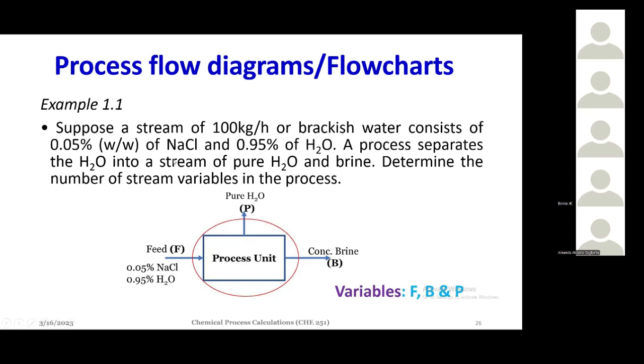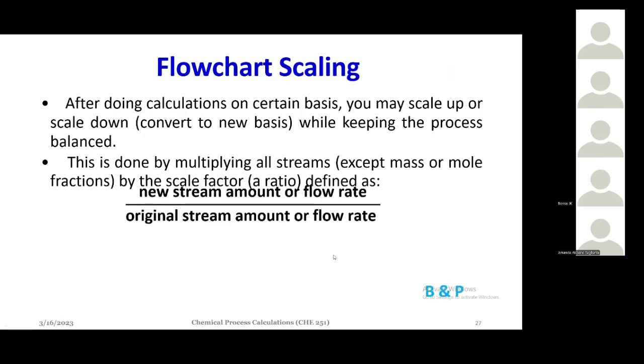So the process separates the water into a stream of pure water. So that will be one stream, pure water here, and brine, the other stream. From this question, because this is pure water, it means the stream here, the P here, consists of 100% water, right? And then this one is brine, so here also it consists of 100% brine.